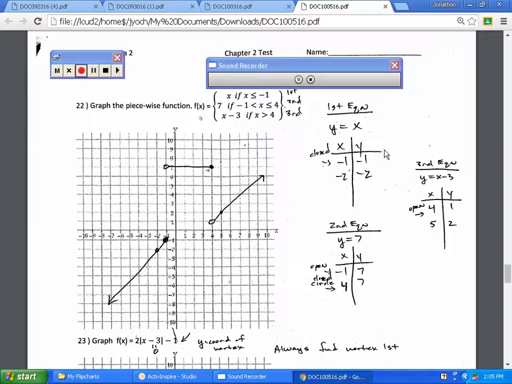Your third equation says y equals x minus 3, as long as x is bigger than 4. Now I'm going to use 4, and I know x has to be bigger than 4, but I'm going to just put an open circle around 4.